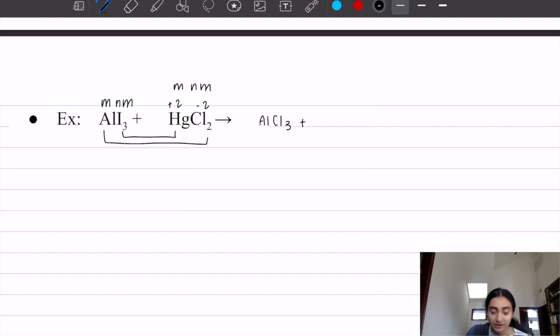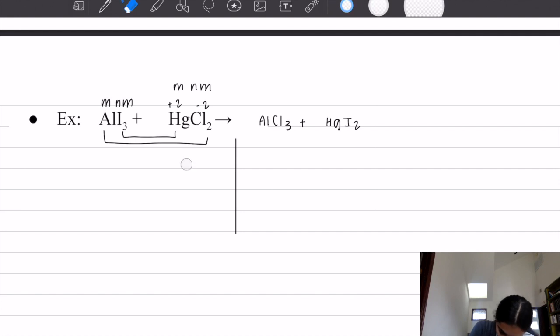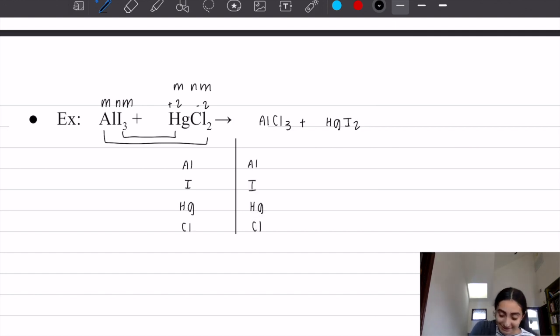So in our second compound for the product, we have mercury and iodine. If I have mercury 2+ and iodine has a -1 charge, our compound is going to be written as HgI2. Okay, now we need to balance. So let me draw my chart. And I have aluminum, iodine, mercury, chlorine. On the reactant side, I have 1 aluminum, 3 iodines, 1 mercury, and 2 chlorines. Now on the product side, I have 1 aluminum, 2 iodines, 1 mercury, and 3 chlorines.